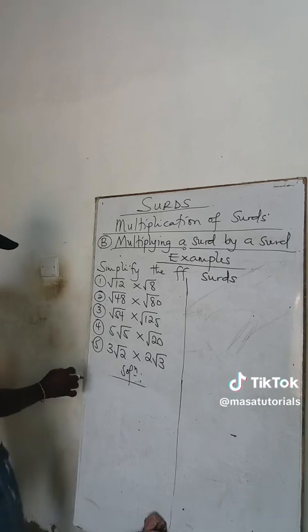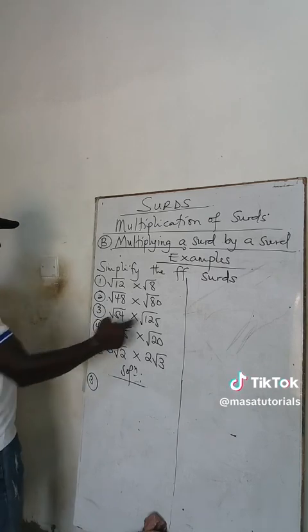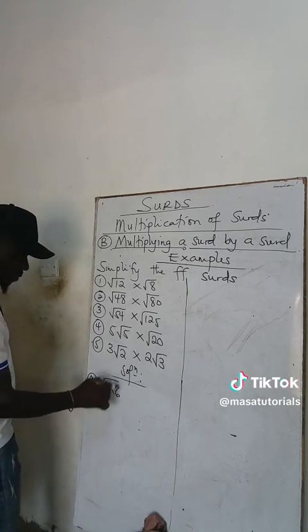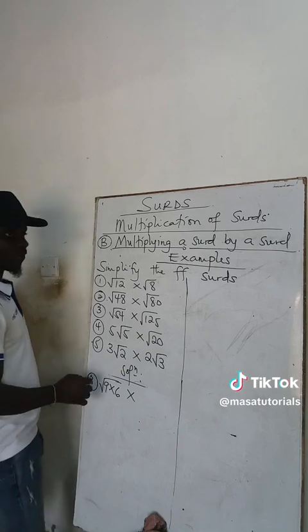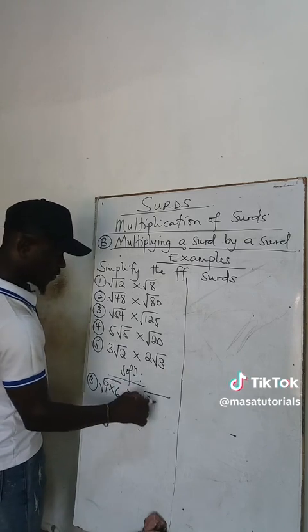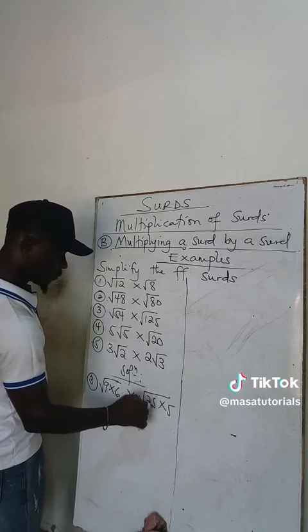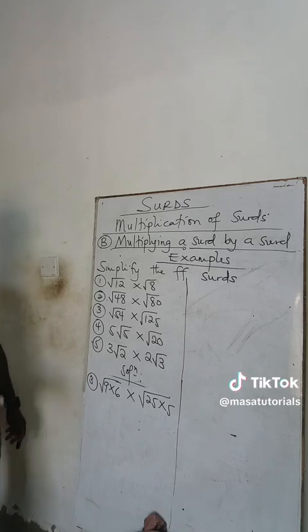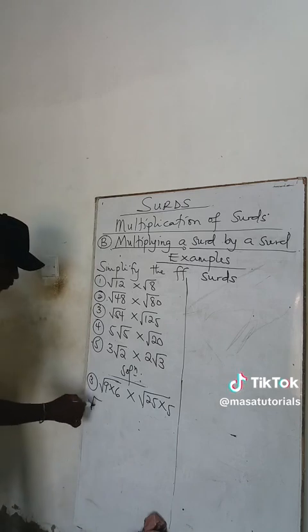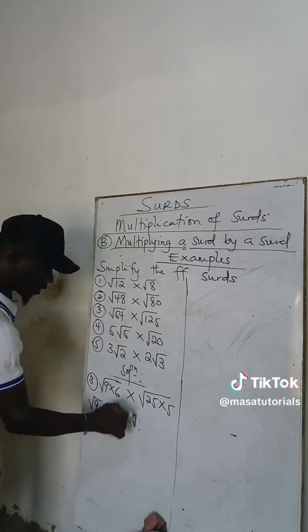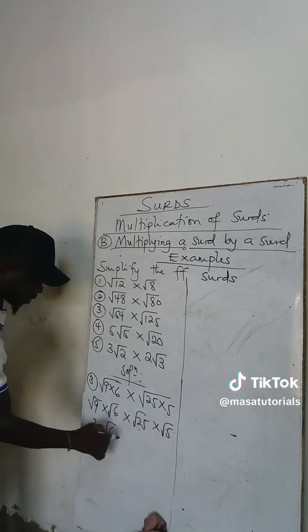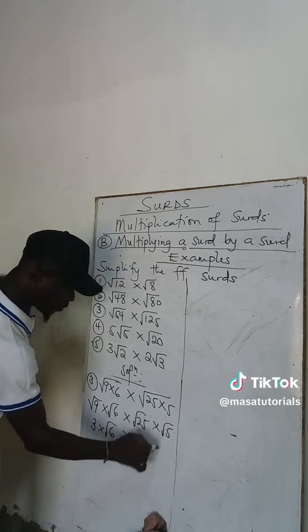Alright, so let's see question 3. Now square root of 54 times square root of 125. Square root of 54, we can get 9 times 6. Then square root of 125 will give us 25 times 5. That's square root of 125. We split square root of 9 times square root of 6 times square root of 25 times square root of 5. Here we get 3 times square root of 6 times 5 times square root of 5.